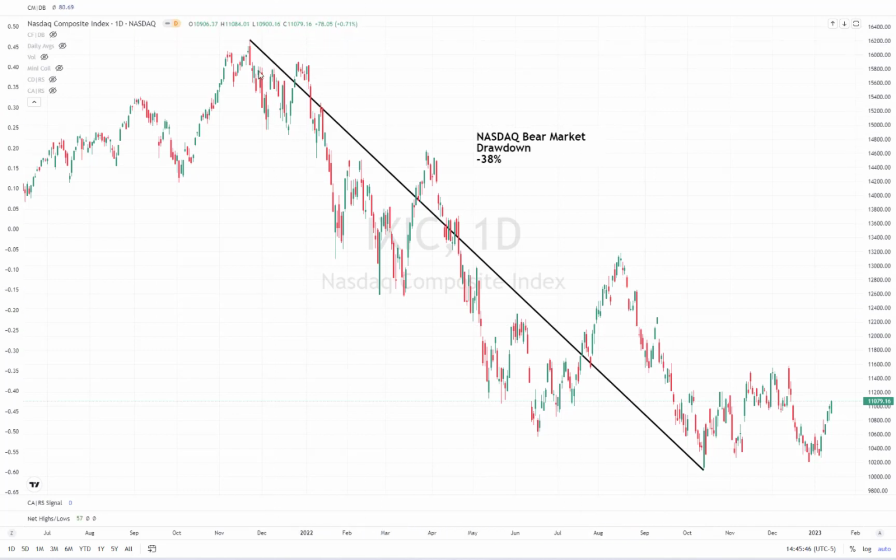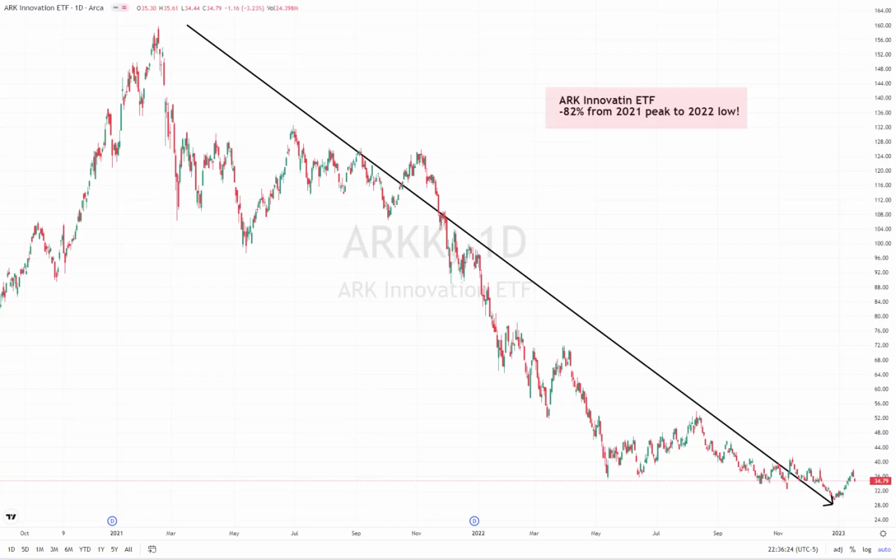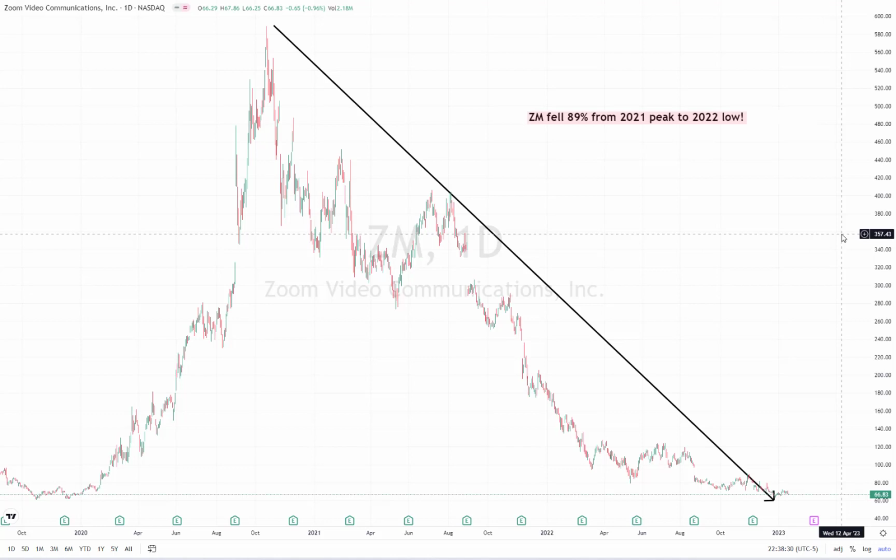It gets worse than that. If you're in some of the more actively traded stocks, or some of the popular ETFs of the COVID bull market, such as the ARK Innovation ETF, ARKK, by the lows of 2022, it was down 82% from its peak of February '21. And a stock that we all know and love, or at least a product that we all love, is Zoom Communications, which was also a big beneficiary of the COVID lockdown situation. At the lows of the '22 bear market, it was down 89% from its peak. So these are vastly different returns, depending on what sectors, industries, and indexes you're looking at.